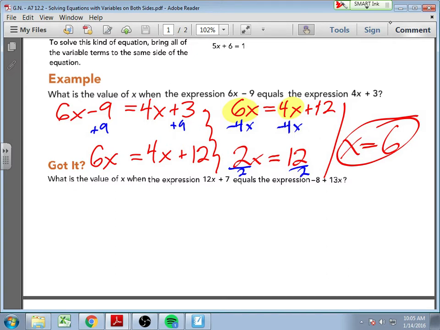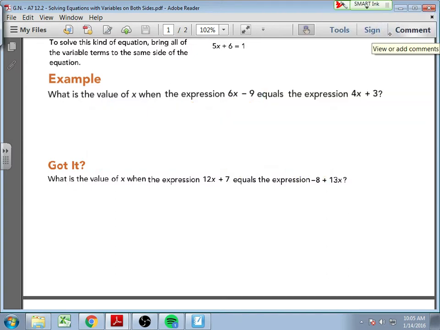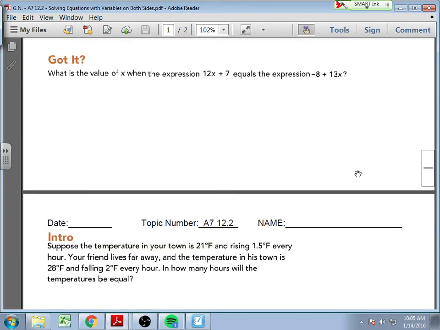Now, with the got it, can anyone tell me how you think I might change this a little bit when I write it down? Karen?